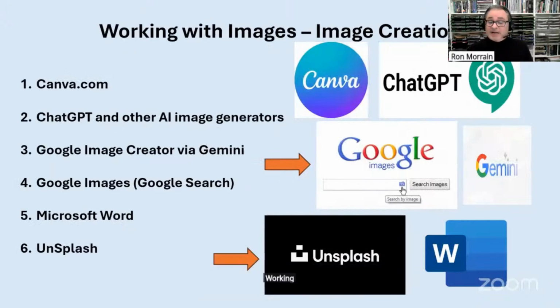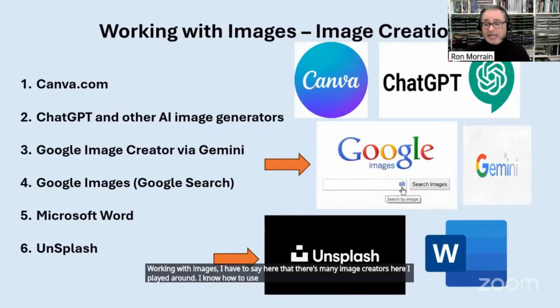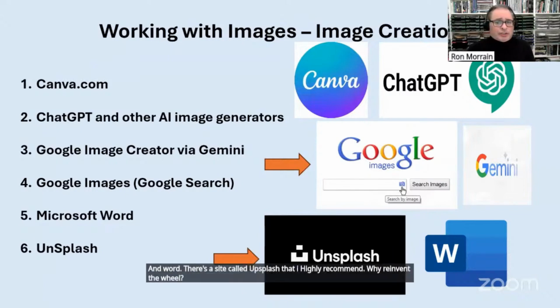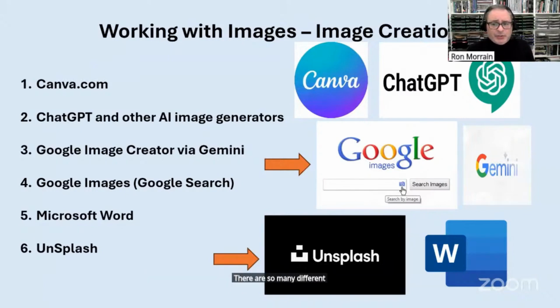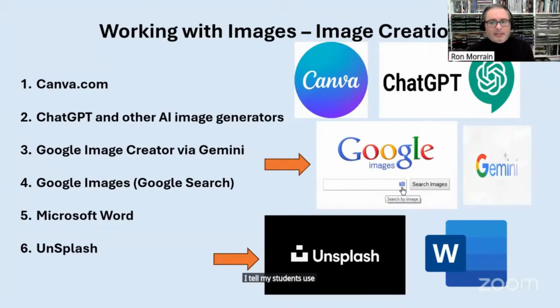Working with images, I have to say here that there are many image creators, but I played around. I know how to use all of those things: Canva, ChatGPT, Google Images, Gemini, and Word. But there's a site called Unsplash that I highly recommend. Why reinvent the wheel? There are so many different images that you can use for your presentations, for students to create booklets, pamphlets, books, ebooks, everything. When they're making presentations with PowerPoint or Pecha Kucha, I tell my students, use Unsplash, and I suggest it to you as well.